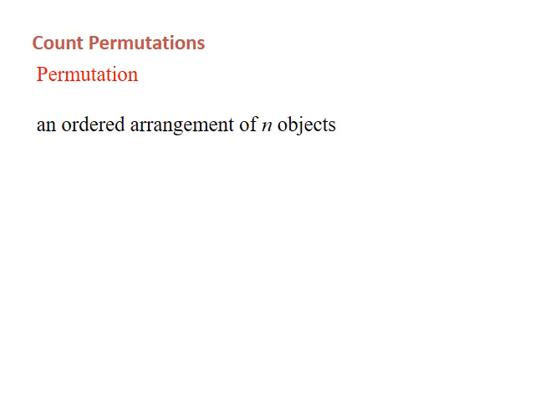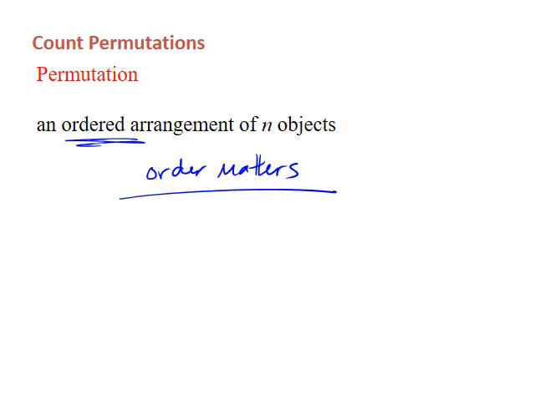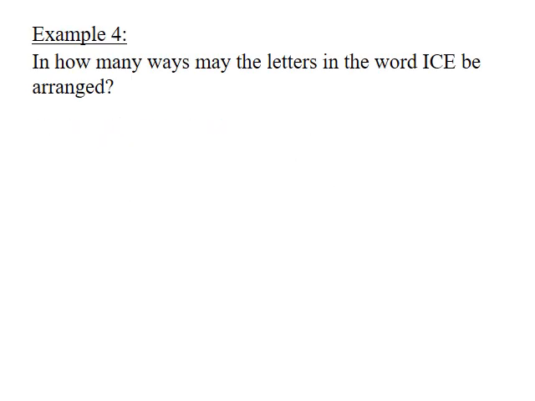We are working towards finding permutations. And a permutation is an ordered arrangement of objects. So it's important to know that the order matters. Okay, so let's look at some examples here.